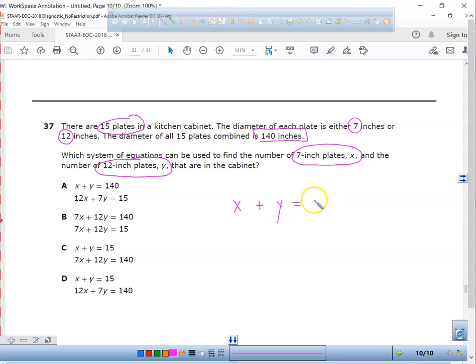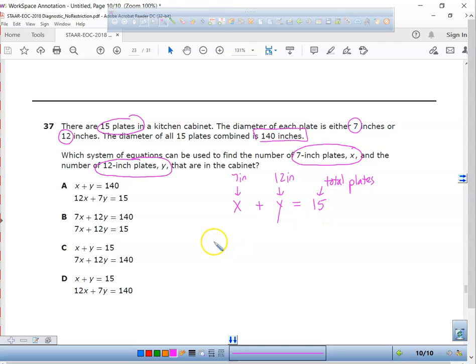And how many total plates do I have? 15. So right here, put X. That's your 7-inchers. This is your 12-inchers, and this represents what's called the total plates. That's all I want you to write down on your paper. That's the 7-inch plates. That's the 12-inch plates. They add up to a total of 15 total plates.